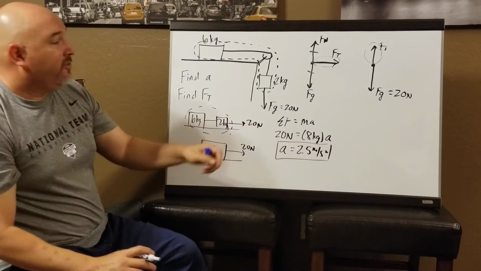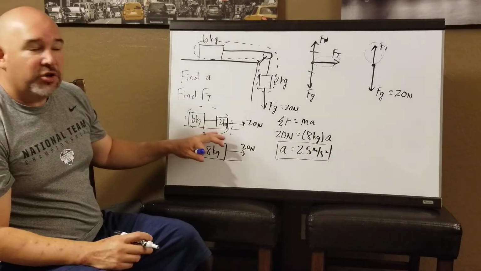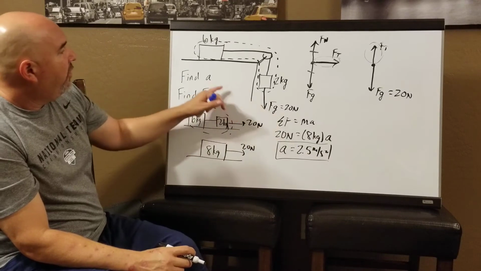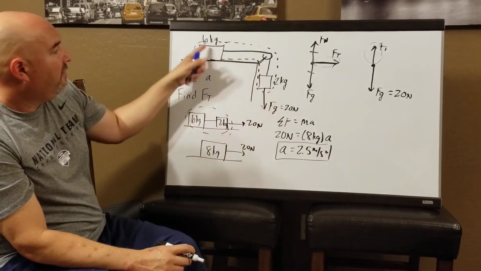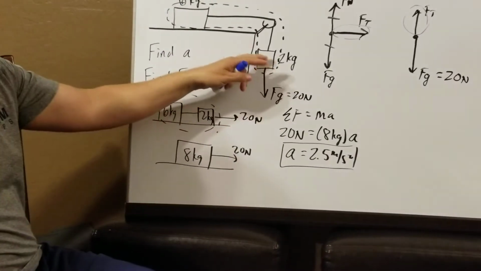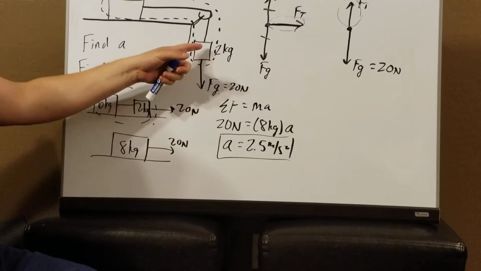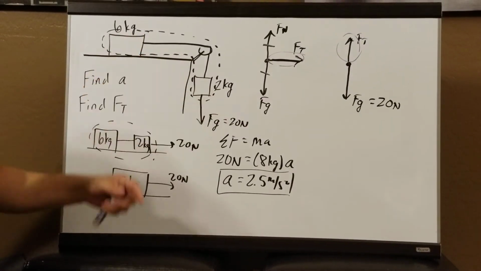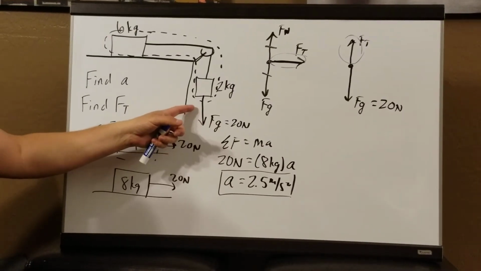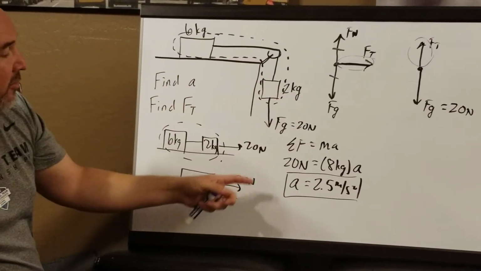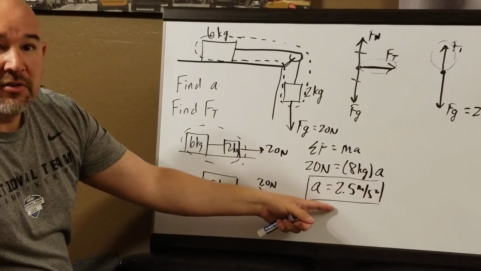Again, to review this real quick, you don't have to redraw like this. I just did that to show you guys. But you just look at this and go, I have an FG right here, and this FG is pulling the entire thing. So use the mass of the system. That's one of the biggest problems that I see with a problem like this, is that we forget to add the masses. My FG here on the hanging block is going to pull the entire 8 kilograms. So 20 newtons pulling the entire 8 kilograms gives us the acceleration of the system.